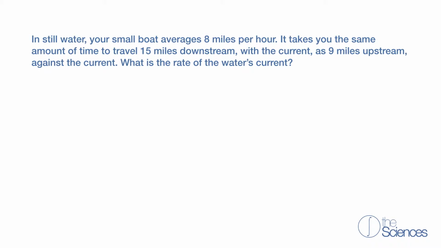In still water, your small boat averages 8 miles per hour. It takes you the same amount of time to travel 15 miles downstream with the current as 9 miles upstream against the current. What is the rate of the water's current?